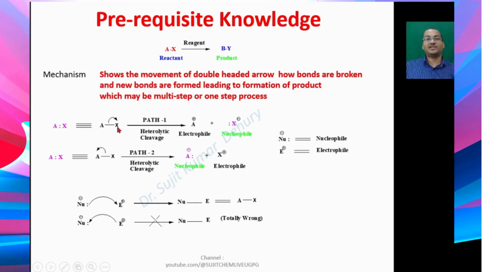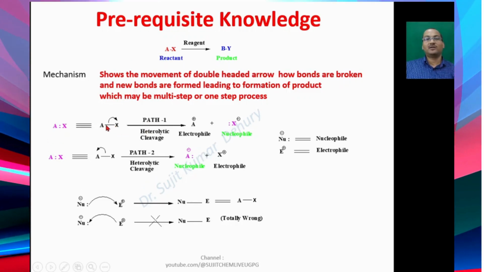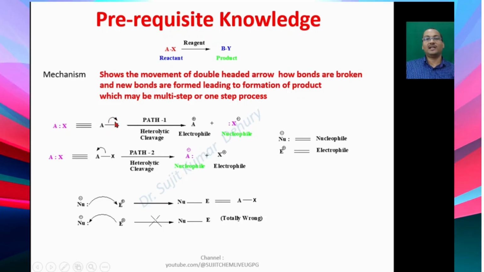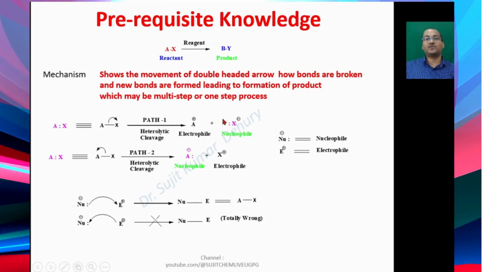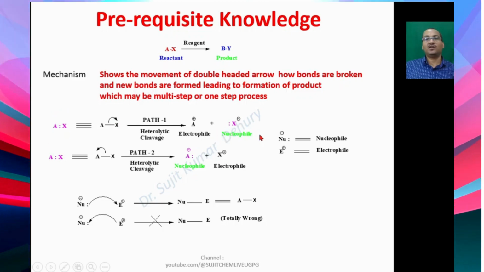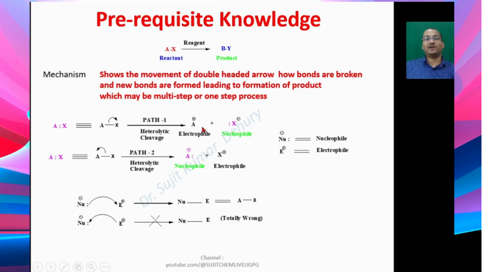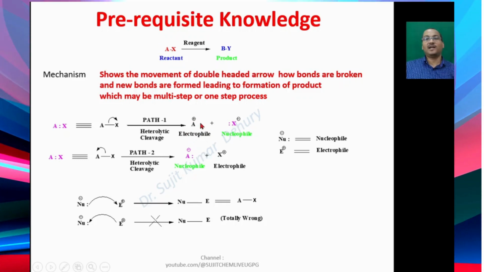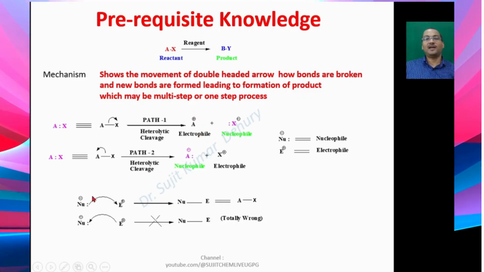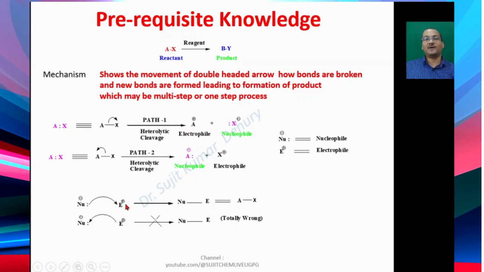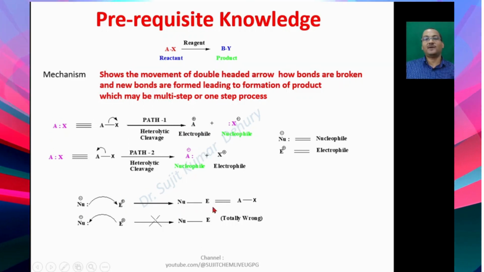Usually this is the way we write the bond. When this bond is broken heterolytically, the atom on which the bond is broken gets a negative charge with both the electrons, and that is called a nucleophile. And this A plus is called an electrophile because it is electronically deficient. Usually the nucleophile will attack the electrophile, giving rise to a nucleophile-electrophile bond.